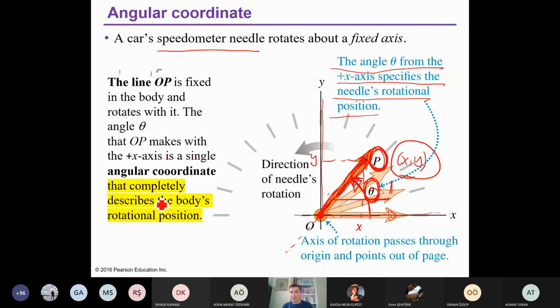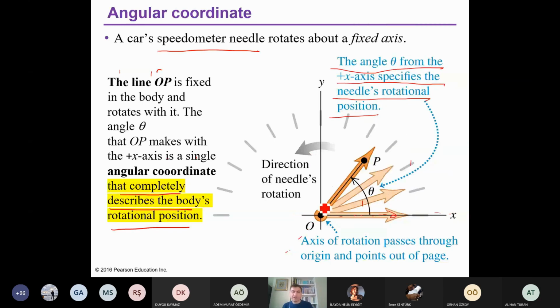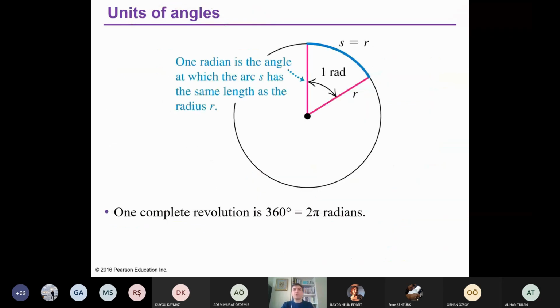Because this theta completely describes the body's rotational position. So what happens? Look at the graph again. Just consider that this is the new position for the needle. Okay. Then this is the new theta angle. So this theta defines the rotational position and it is called the angular coordinate. Instead of x coordinate, y coordinate, or z coordinate, we call it the angular coordinate for theta. Now let me continue.